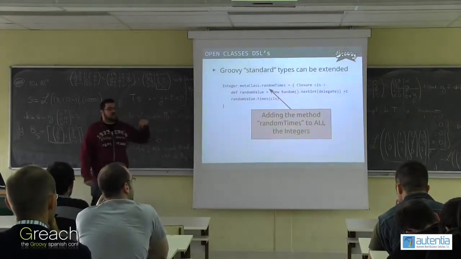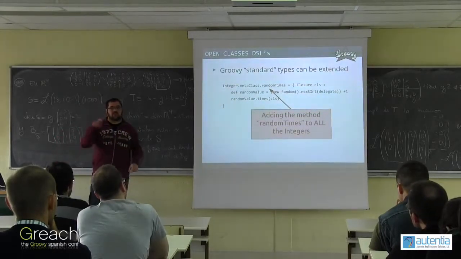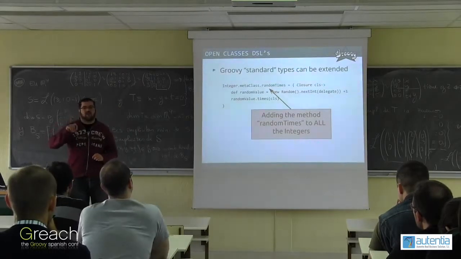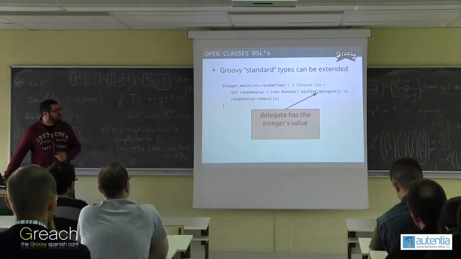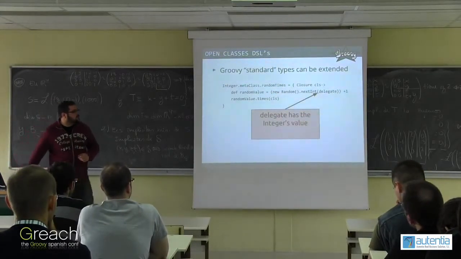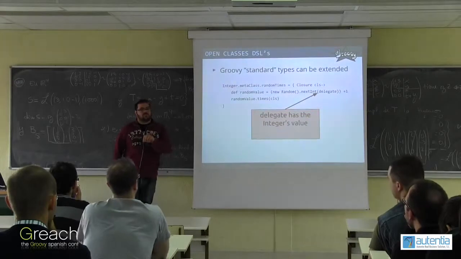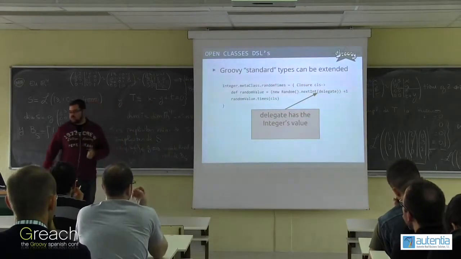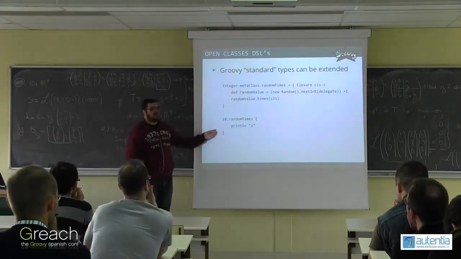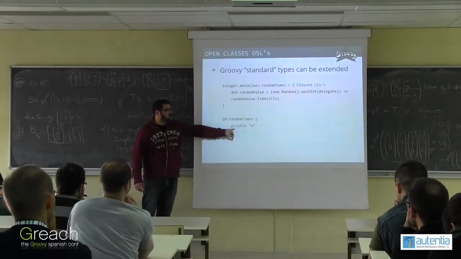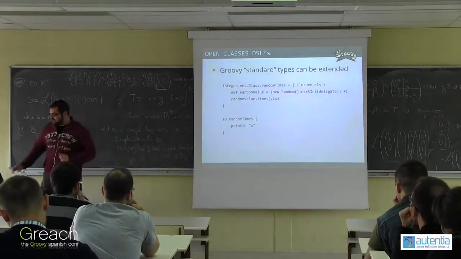I don't know if you know the method times. For example, in Groovy, you put 10.times and you have an iterator that repeats itself 10 times. So randomTimes is the same thing, but a random number of times. The delegate here is the proper Integer. I mean, if you put 10.times, the delegate would be 10, the number 10. And this is what it looks like: just 10.randomTimes and println. So then a random number of printlns would appear.